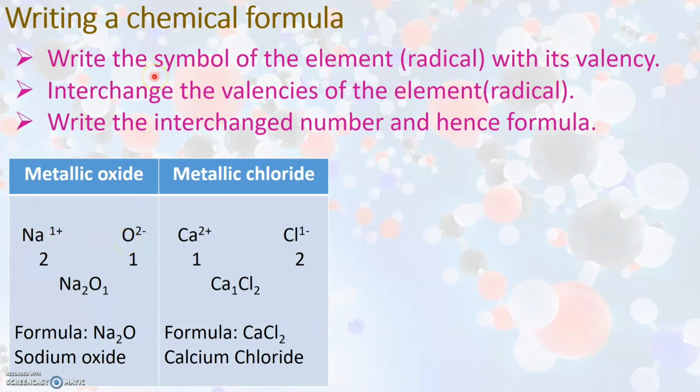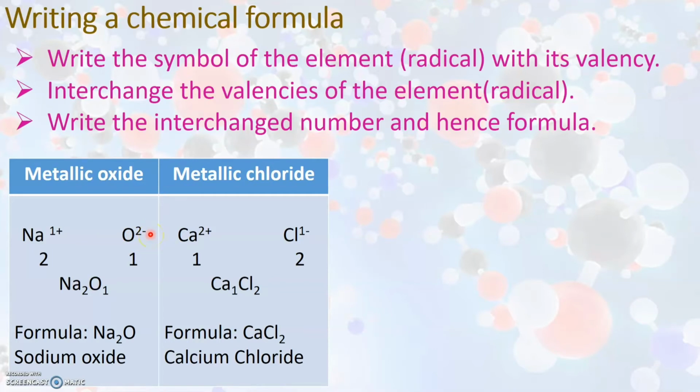Now it says that you need to write the symbol of the element along with its valency. So we have already studied that the symbol of sodium is Na and its valency is 1. And we already know that all the metals will have a positive valency and therefore we write it as Na plus 1. And for oxygen the symbol is O and we know that the valency of oxygen is equal to 2. And for non-metals, it has got a negative valency. Therefore, we write it as O 2 minus.